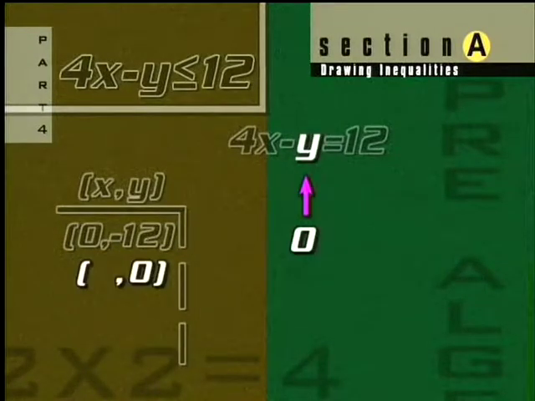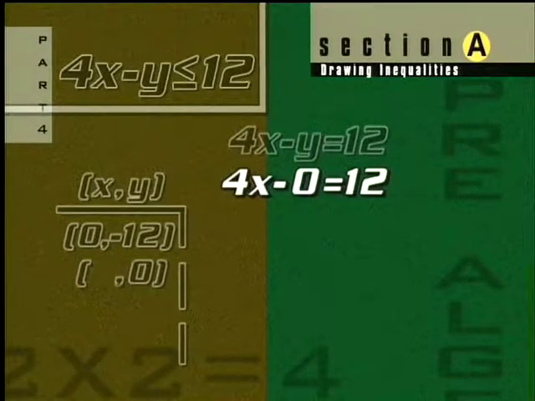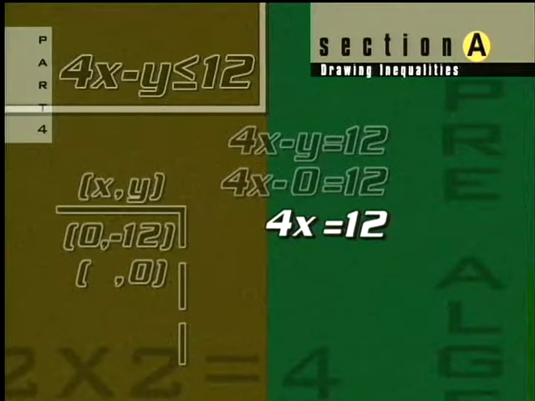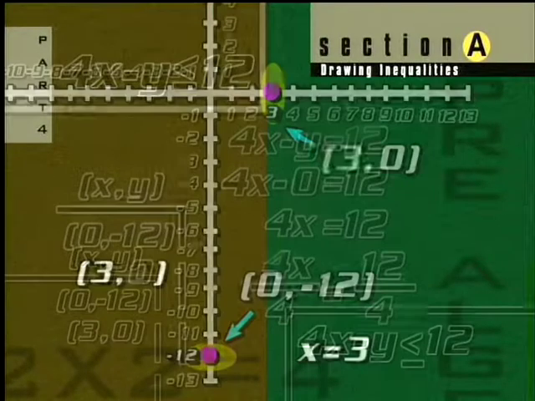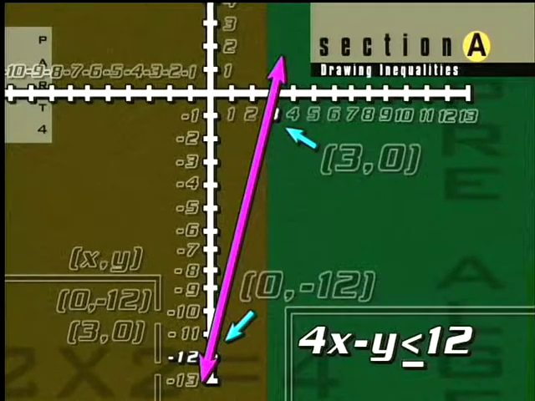Now let's substitute 0 for y and solve for x. We get 4x minus 0 equals 12. We lose the 0, giving us 4x equals 12. Divide by 4 and get x equals 3. Next, we plot the points and draw our line. Notice we've got a solid line this time around.